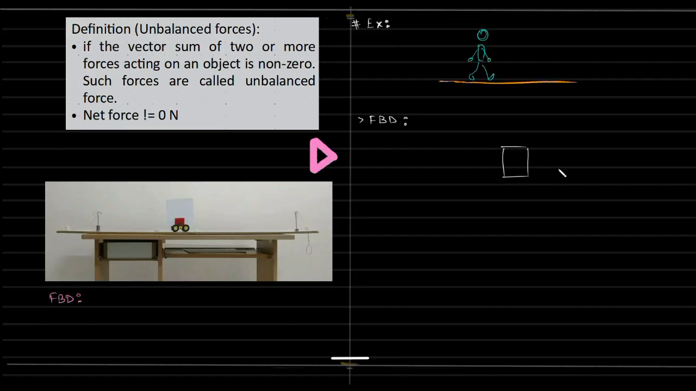And next is unbalanced force. You can think about it, it's quite simple. It's a vector sum wherein two or more forces acting on an object will yield a non-zero force. So basically, please understand this: it can be a positive or a negative value force. Okay, so now let's have a look at an example.